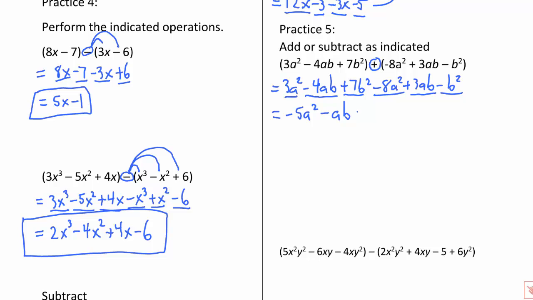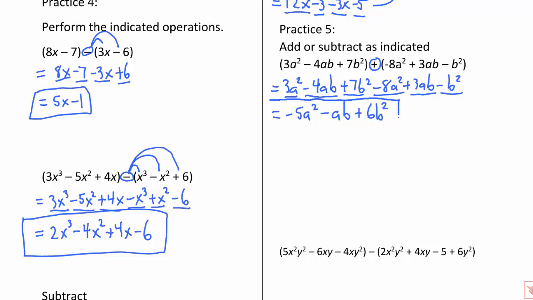7 minus 1 is 6. So positive 6, so it's 6b squared. So, the answer here is negative 5a squared minus ab plus 6b squared.